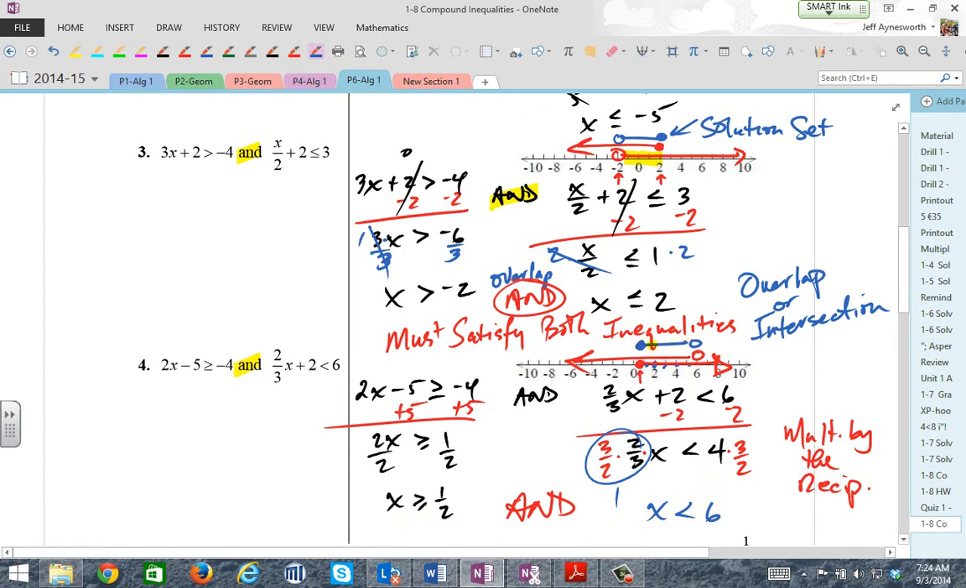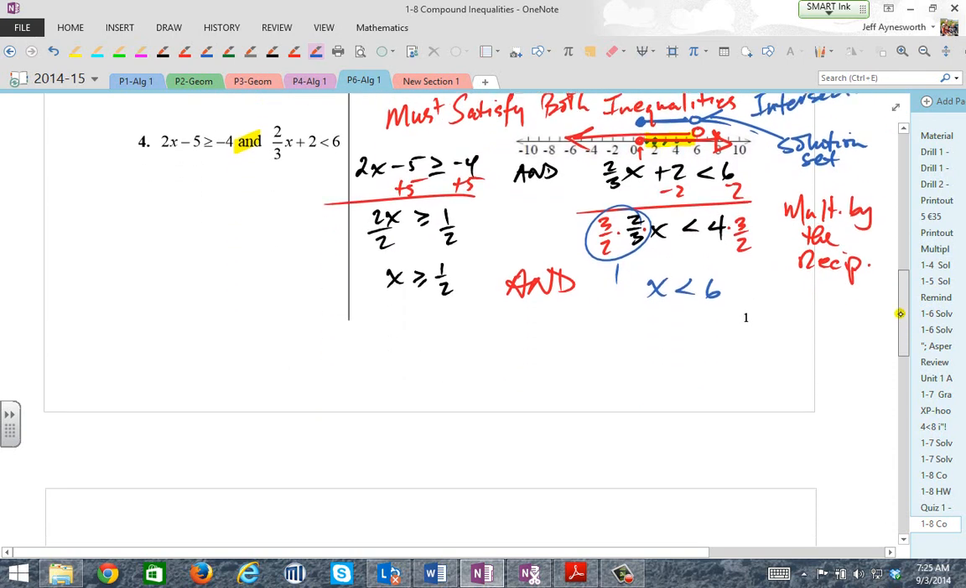All right, let me highlight it. This is the intersection. It's the overlap. So that third piece in blue right here, that's my solution set. It's all points from 1/2 to 6, including 1/2, and all points in between. So I'm looking for that third piece right here. You got to satisfy both, and that's always the intersection or the overlap.